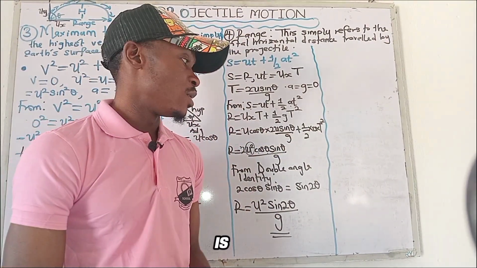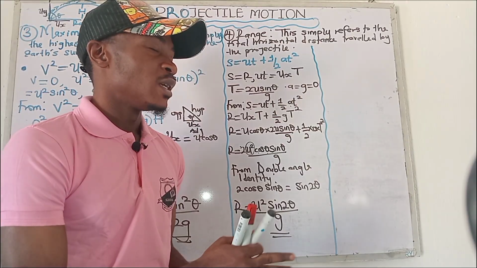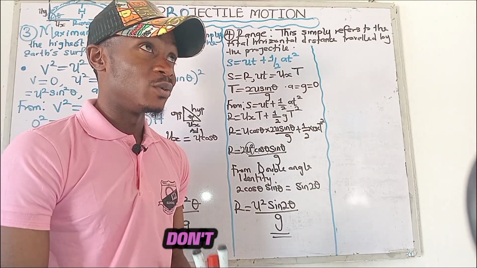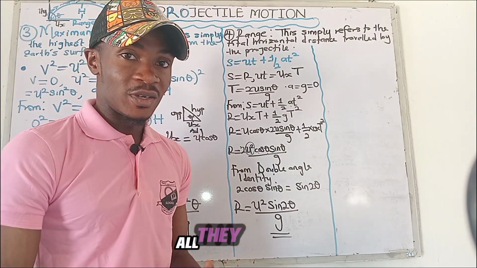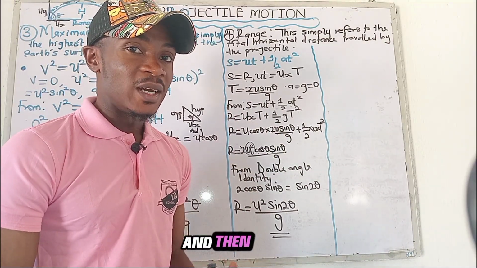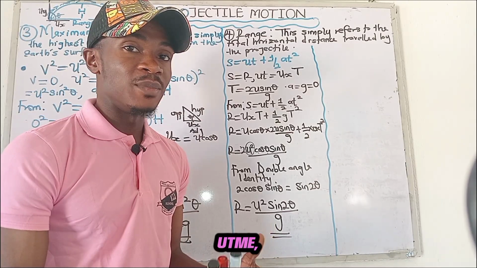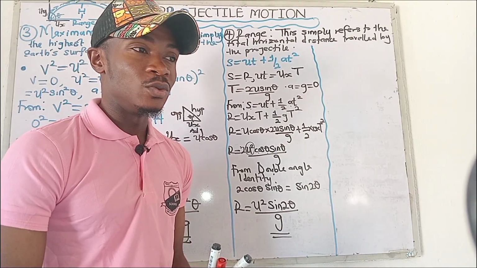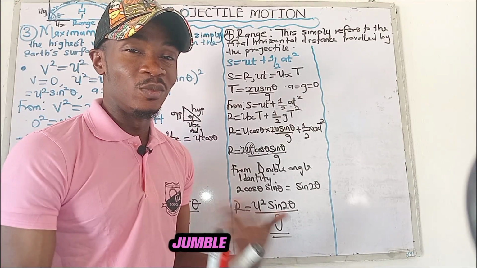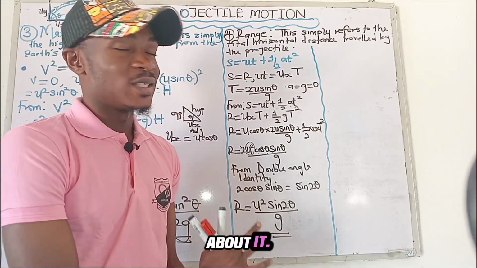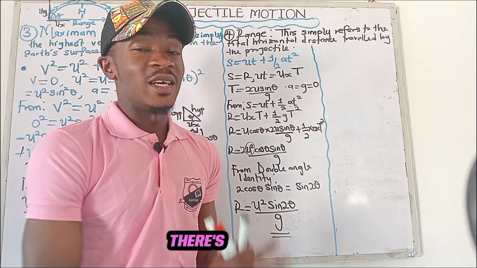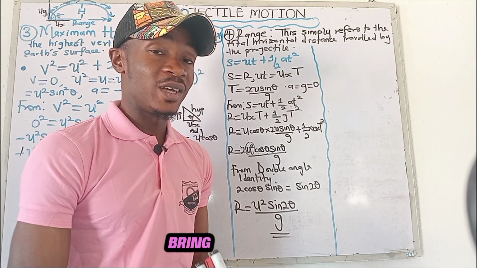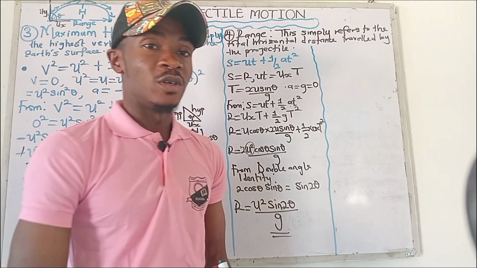All you need to do is you practice this derivation a number of times so you can perfect it. Most students, funny enough, they don't really know how to derive this. All they know is they just memorize, and then when they get to their exam, maybe your UTME or WAEC or even your school exams, you mix the formulae up, or you just jumble things up. This is how to go about it. As long as you can derive it, there's no chance that you forget this formulae. All right, so we bring our video on projectile motion to a close for now.